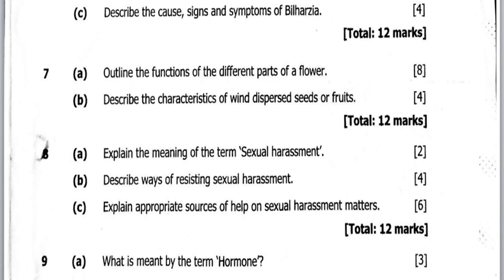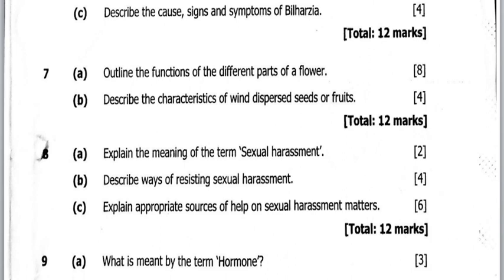Then we are done. Part C, explain appropriate sources of help on sexual harassment matters. The appropriate sources of help include: you can report to parents, you can report to responsible adults in society, you can share it with your peers, religious institutions, school guidance, the media, NGOs, the police, or the victim support unit. All those are appropriate sources of help on sexual harassment matters.